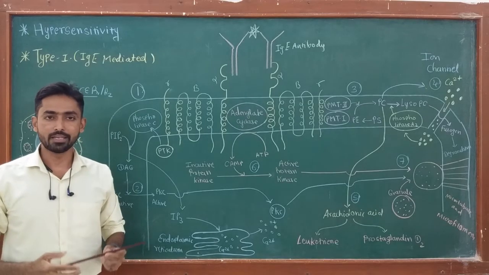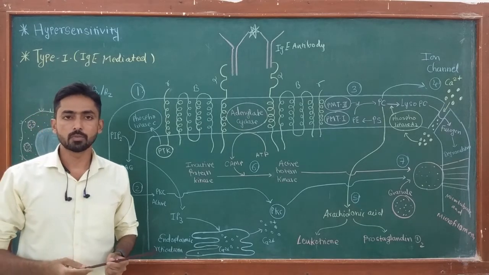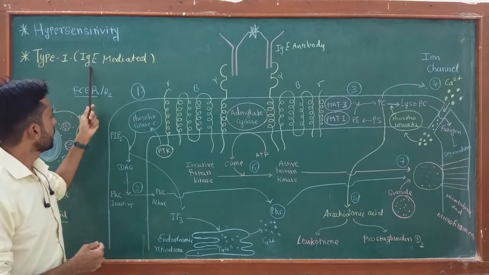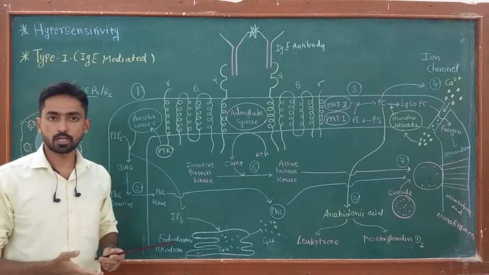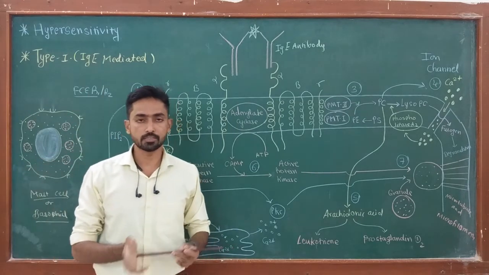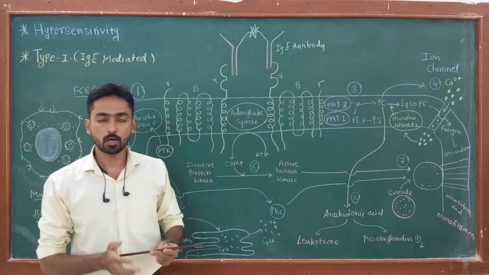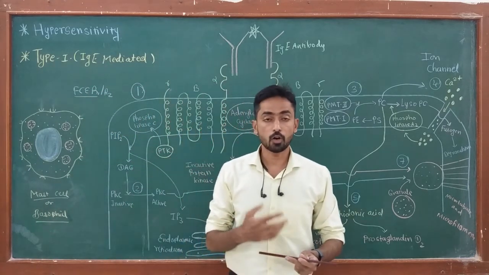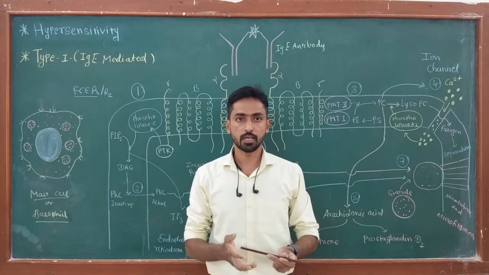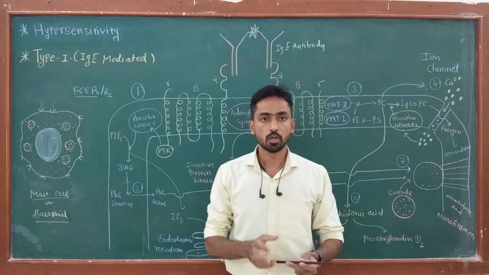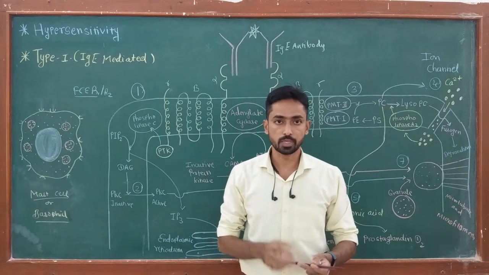Hello everyone. In our last video, we discussed the type 1 hypersensitivity reaction, which is mediated by IgE antibody. We know that there are four different types of hypersensitivity reactions, classified by Gell and Coombs. Out of the four, the first three types generally occur with the help of antibody, or the humoral branch of immunity, while the last type occurs with the help of the cell-mediated branch of the immune system.